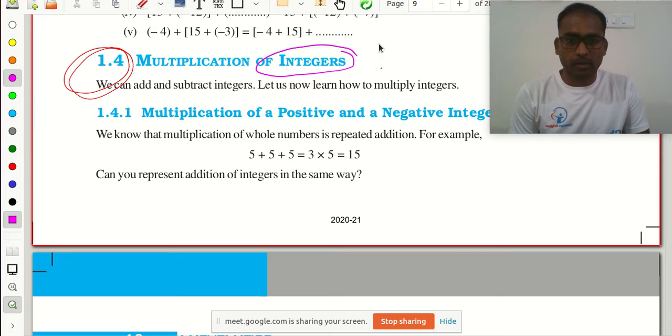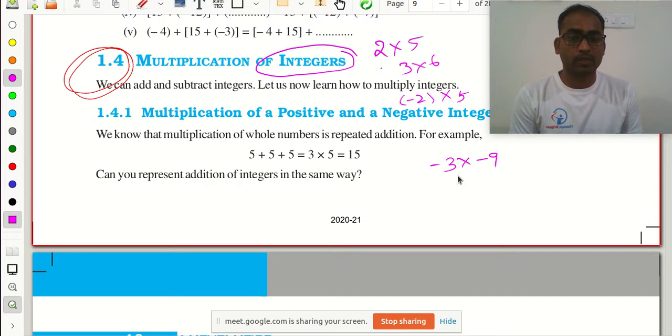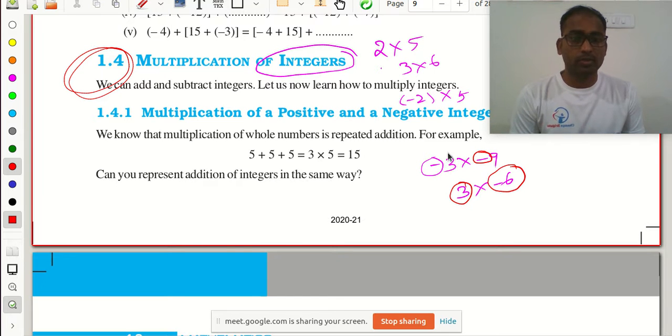Suppose I know the multiplication of some 2 into 5 or 3 into 6, but in integers we also have negative numbers. Minus 2 is there, and if I multiply with 5, how much will I get? Minus 3 into minus 9, how much will I get? Or 3 into minus 6? Here it is a negative integer, and here a positive integer. So what will be the result and how will this multiplication happen? That we need to know.